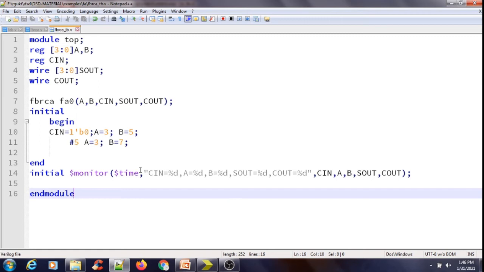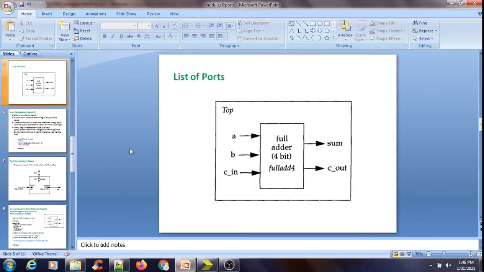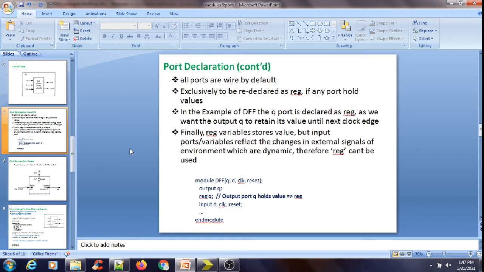So this is how your list of ports will be instantiated inside your top level simulation block or test bench block.